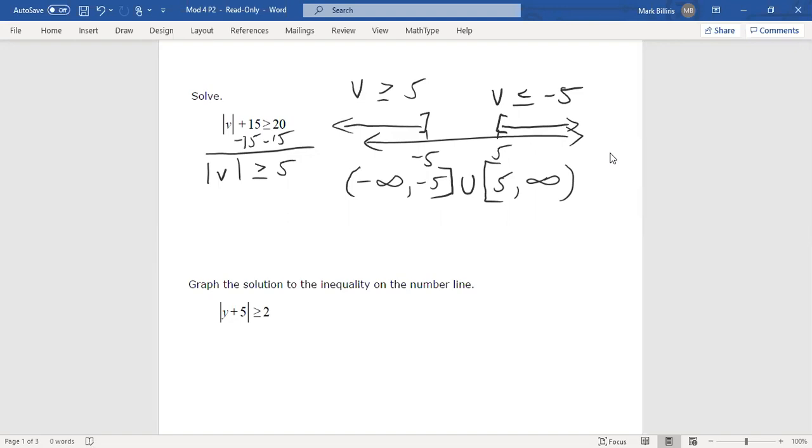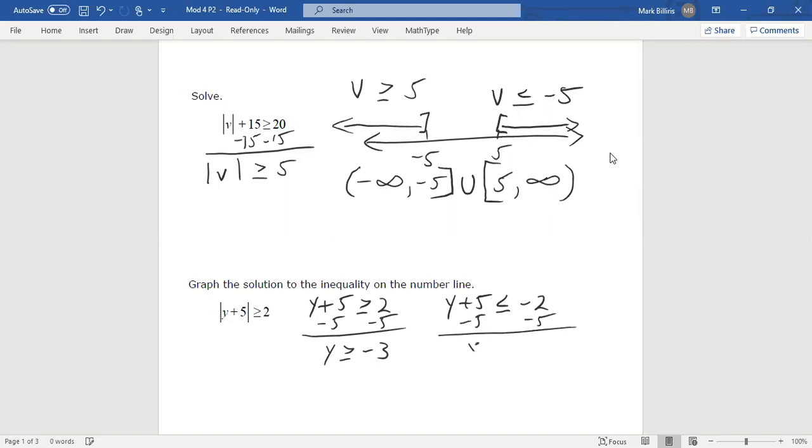The next example, we have the absolute value of y plus 5 is greater than or equal to 2. So since it's already isolated, we set up our problem. Y plus 5 is greater than or equal to 2. And y plus 5, remember, we're switching directions, less than or equal to negative 2. So we're going to subtract 5 from both sides. So y is greater than or equal to negative 3.